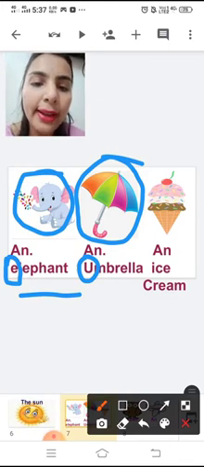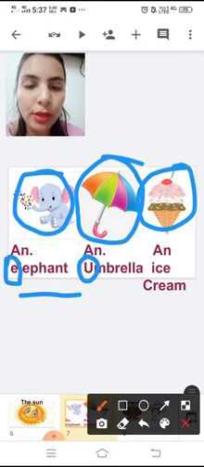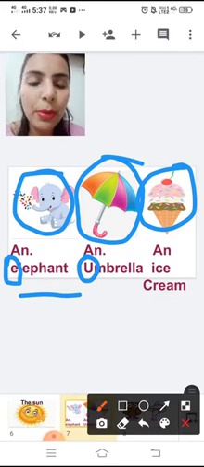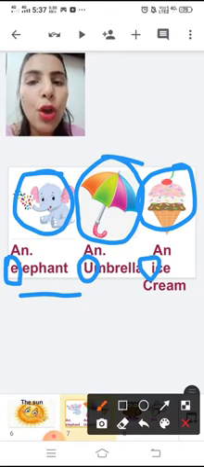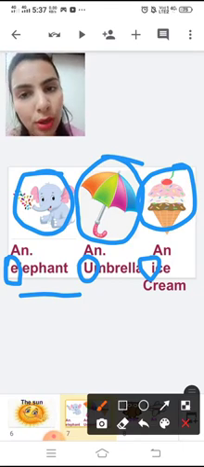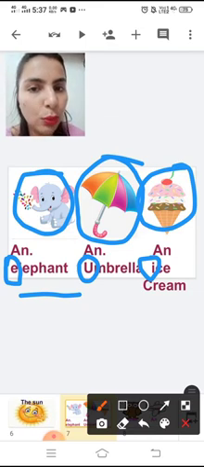Next is an ice cream. Here again it is a picture of ice cream. So here it is written an ice cream. So I'm again going to circle the first letter of ice cream, which is I. Why have I circled these letters? Hope you have read this in your previous class, in class first.